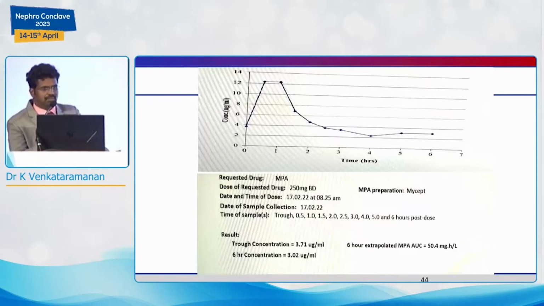They are mainly monitoring the MPA; only MPA can be monitored. They take a sample every 30 minutes. Because it's very difficult to prick the patient every 30 minutes, they put in a cannula and collect the sample every 30 minutes after taking the drug, up to 6 hours. Then they put the values into the area under curve software, which gives the extrapolated MPA area under curve. In this patient it is 50.4 milligram hour per liter. The recommendation is to monitor the trough level at around 3 to 5 microgram per ml, or if going by area under curve, maintain at least 30 to 60 based on patient toxicity.